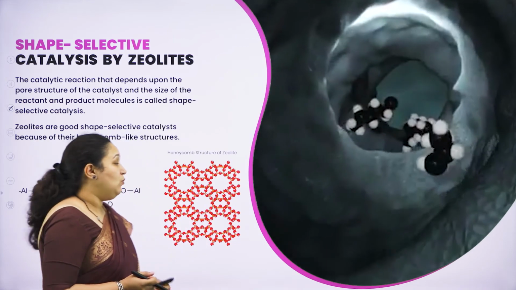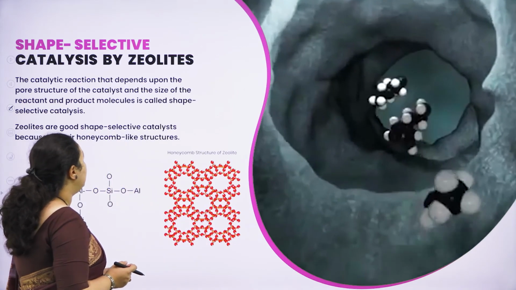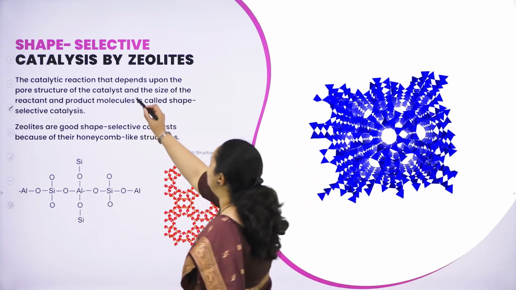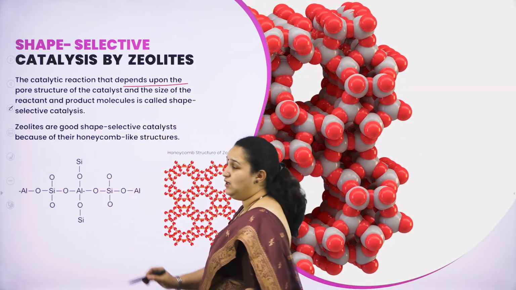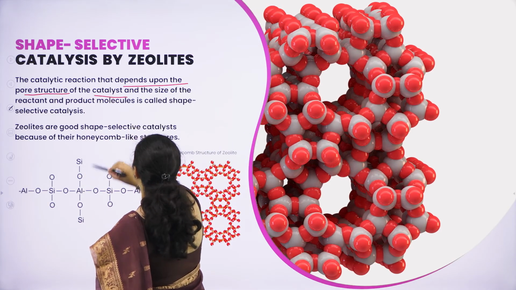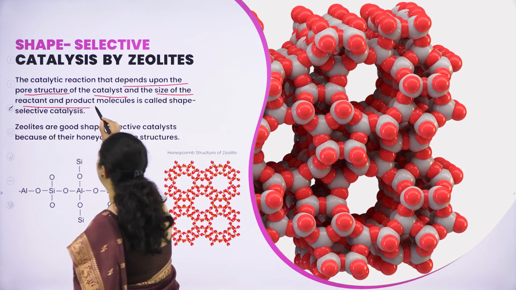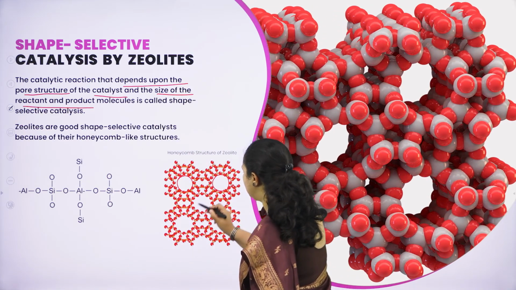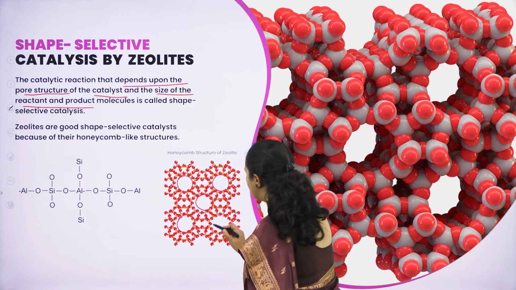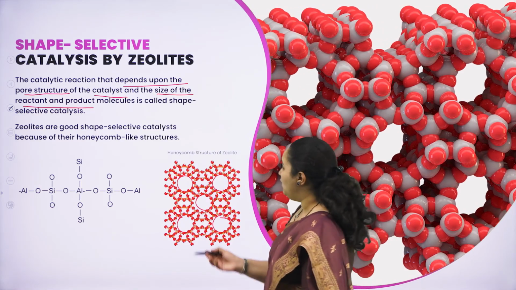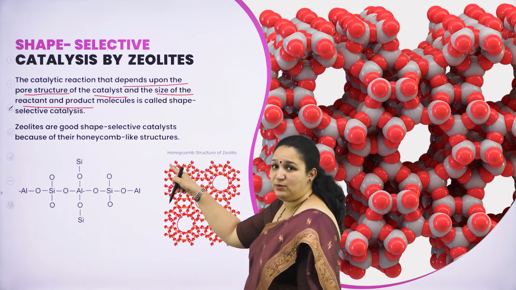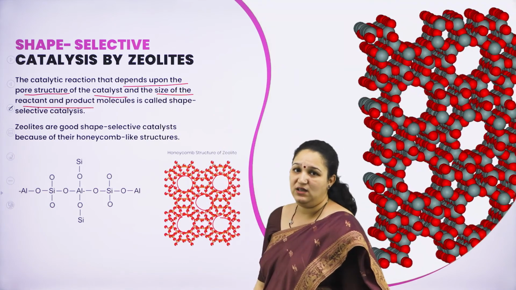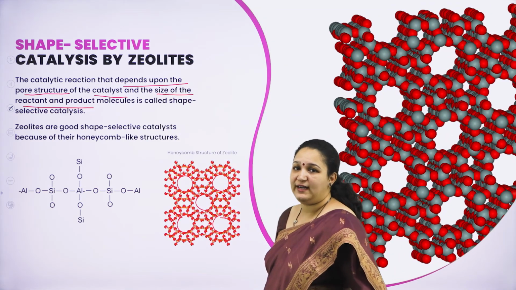So what do you mean by shape selective catalysis or zeolites? It is the catalytic reaction that depends upon the pore structure of the catalyst and the size of the reactant and product. What is the pore structure of the catalyst, and what is the size of the reactant and the product? Such types of catalytic reactions we can see in zeolites or shape selective catalysis.